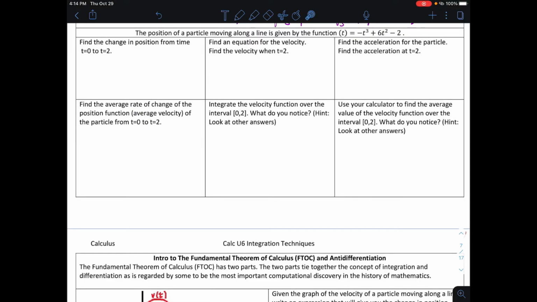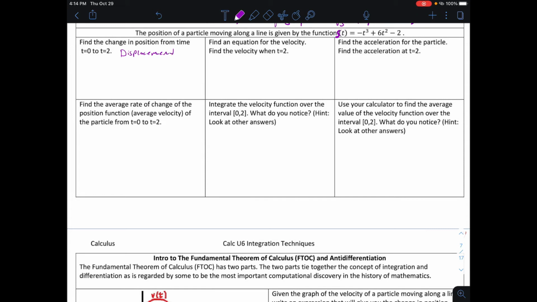All right, so the position of a particle moving along a line is given by the function, and I forgot a letter here, let's say s of t is equal to negative t to the third plus 6t squared minus 2. Find the change in position from time t equals 0 to time t equals 2. Well, that's the same thing as my displacement.